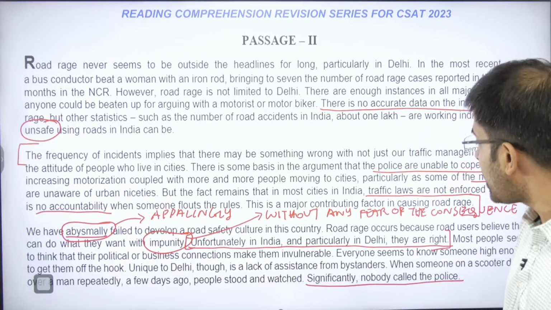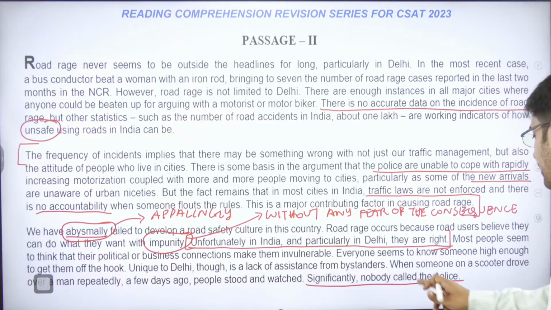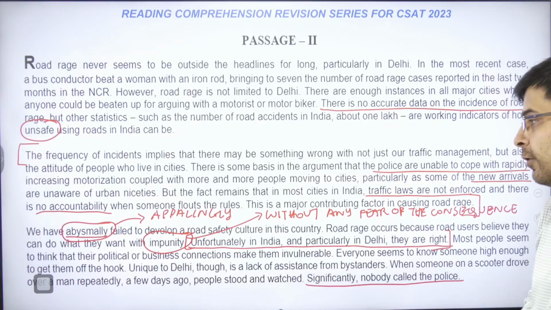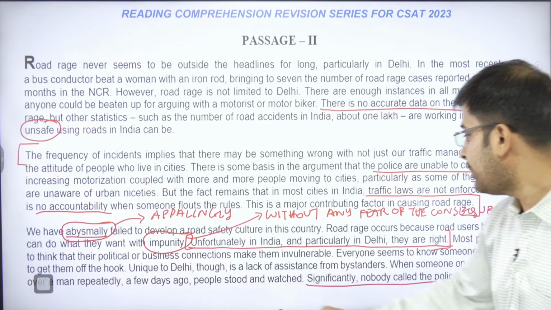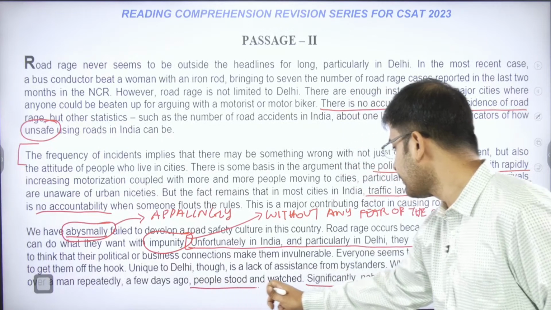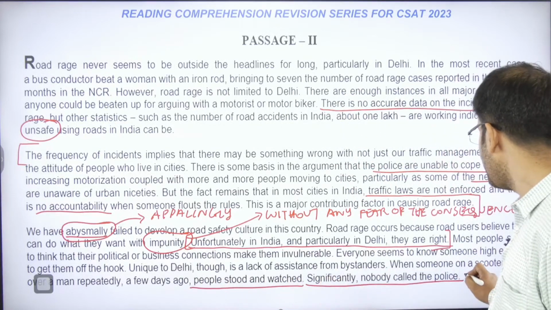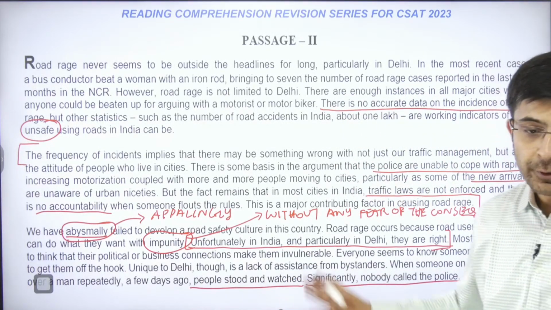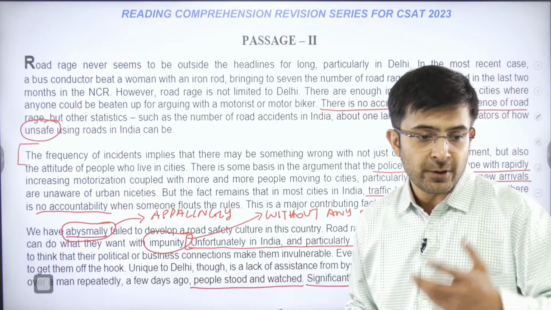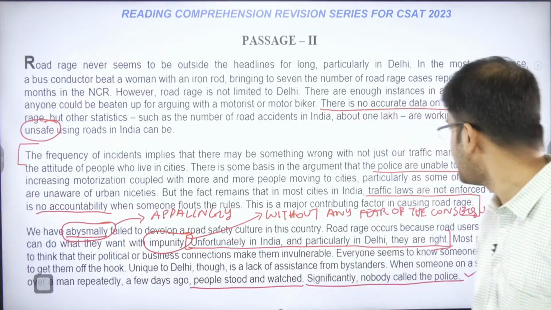Unique to Delhi though is lack of assistance from bystanders. When someone on a scooter drove over a man repeatedly, people stood and watched. Significantly, nobody called the police. You're going to remember these lines because we're going to use this information in the questions.